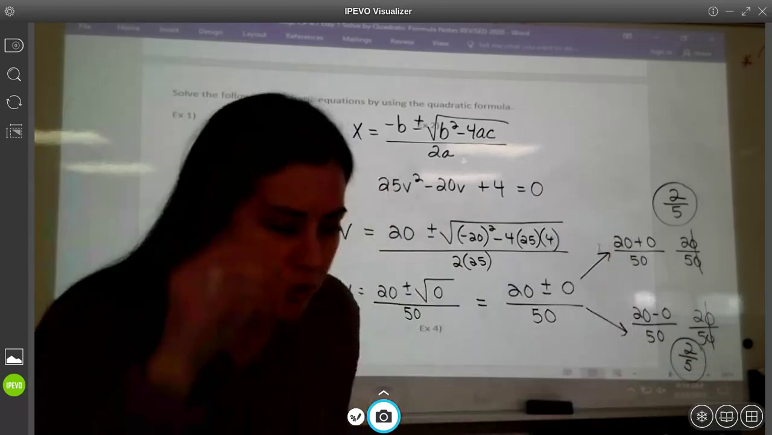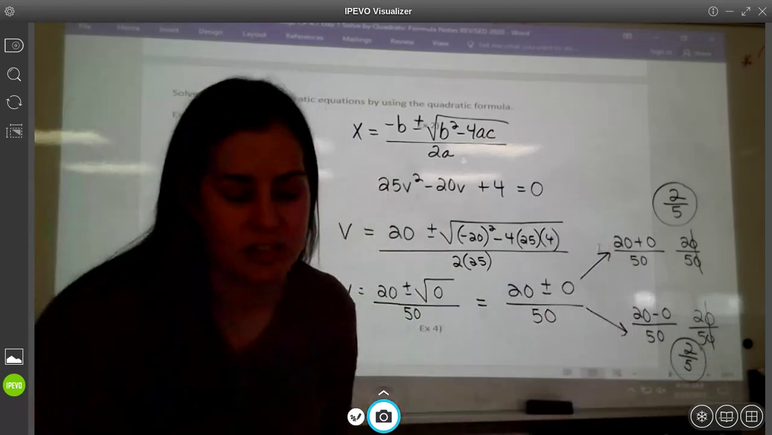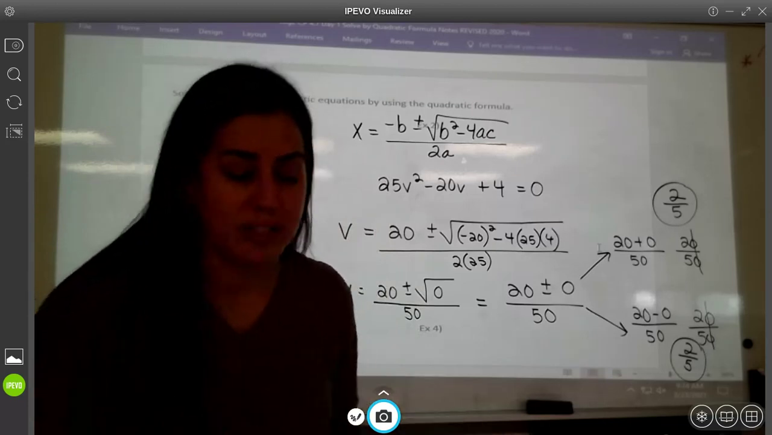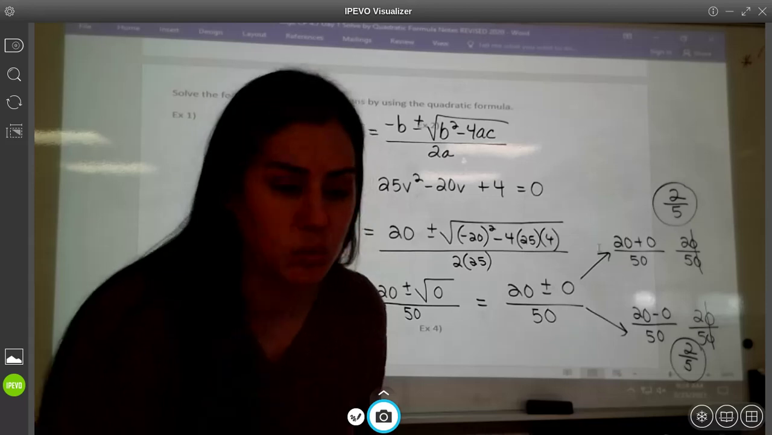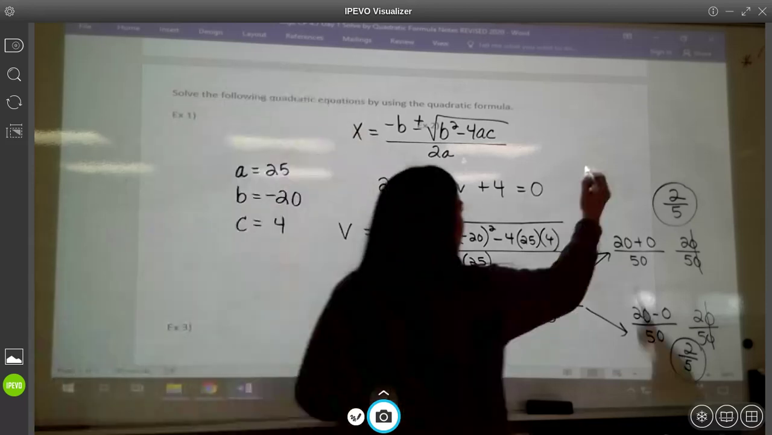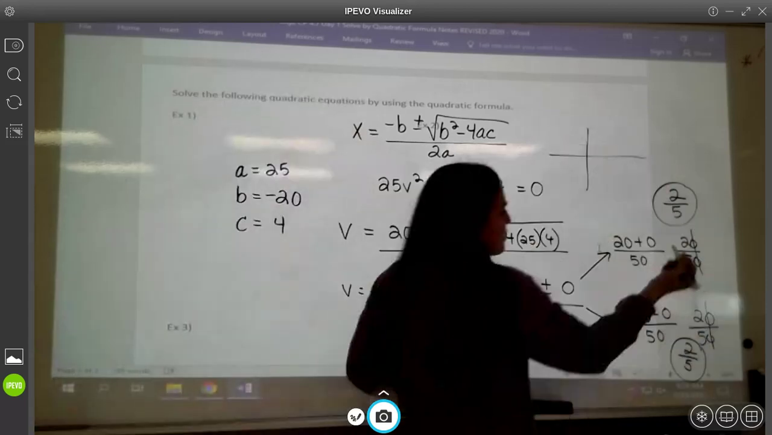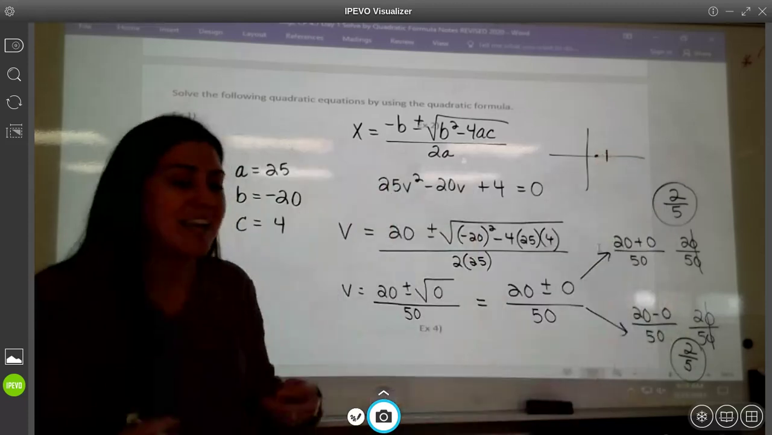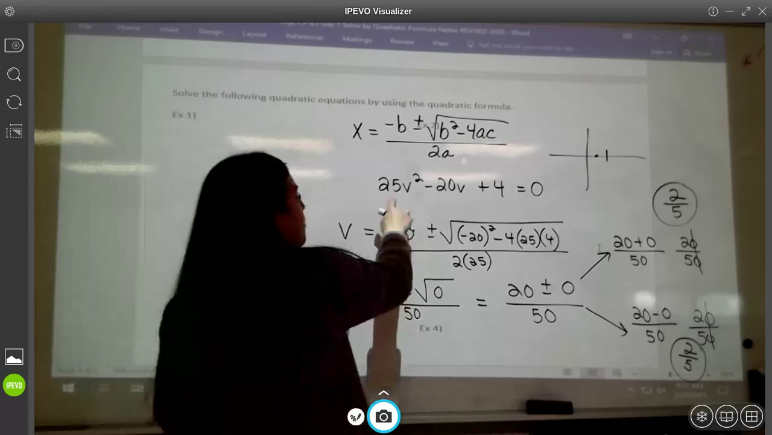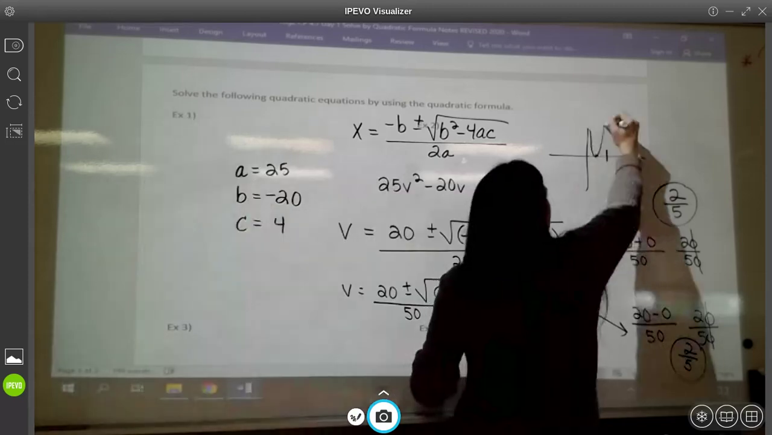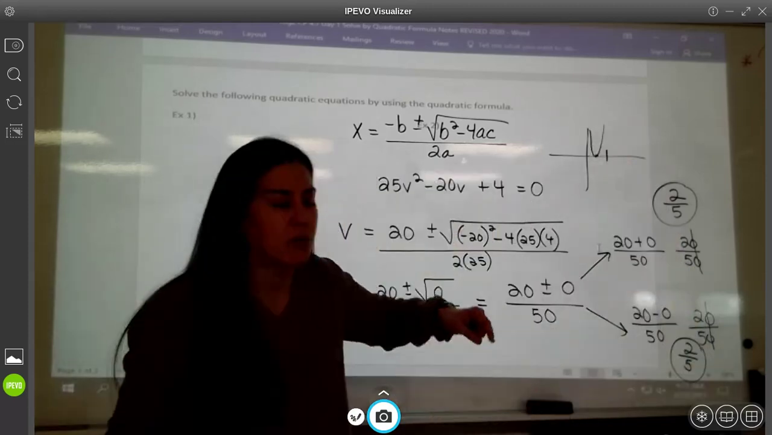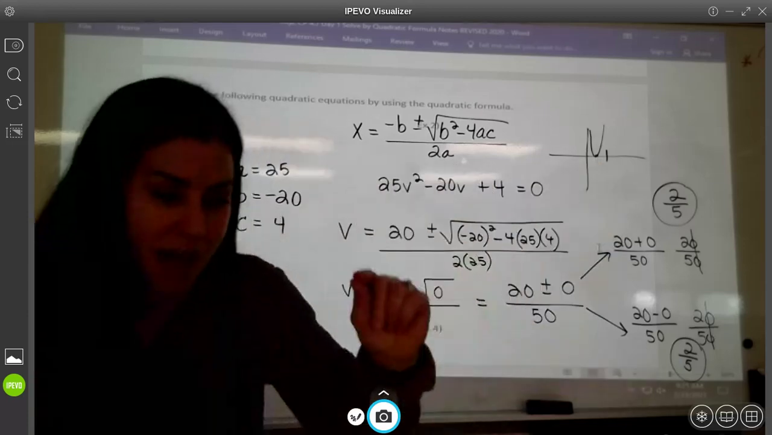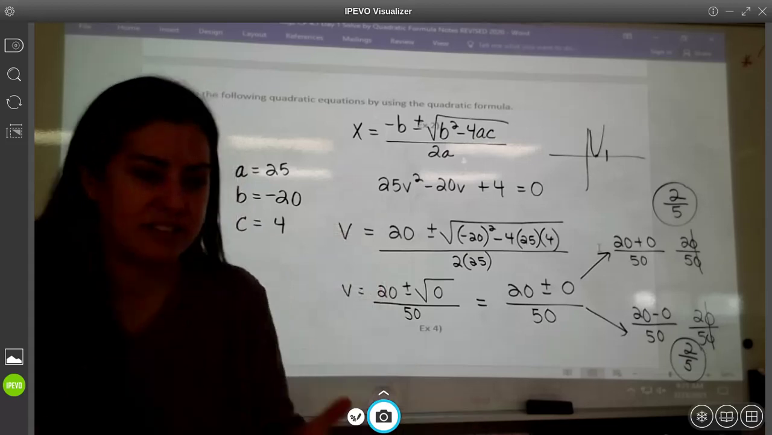So here's a problem where you get the same answer twice. It looks like you only got one answer, but you are getting the same answer twice, and you only have to list it as one answer. That means that his parabola, 2/5 is about 0.4, so it's right there. His x-intercept is his vertex. Since the number in front of the square term was positive, it's opening up. So his parabola only touched the x-axis one time at its vertex.